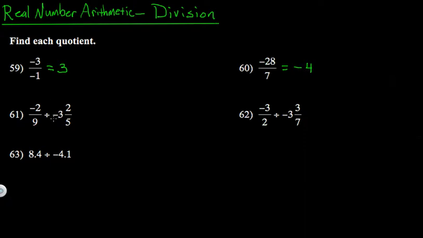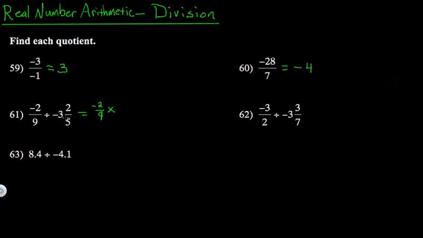Okay, dividing fractions. We use keep it, change it, flip it. That is, we multiply by the reciprocal. So the first fraction, we keep it. So negative 2/9 stays as negative 2/9. We keep it. Division, we change it to multiplication. And then we flip it.